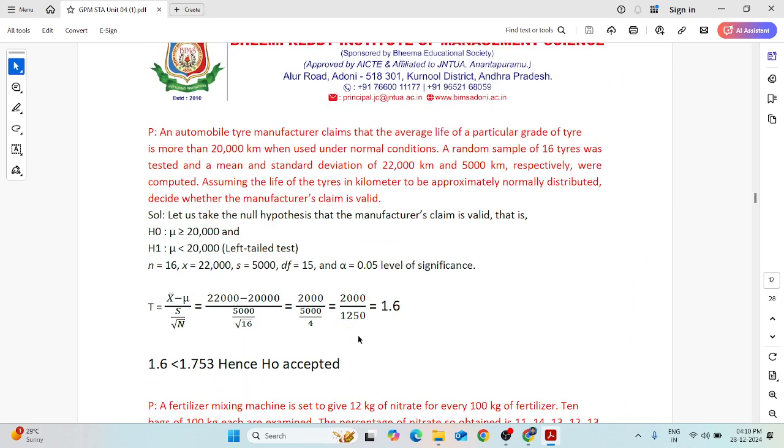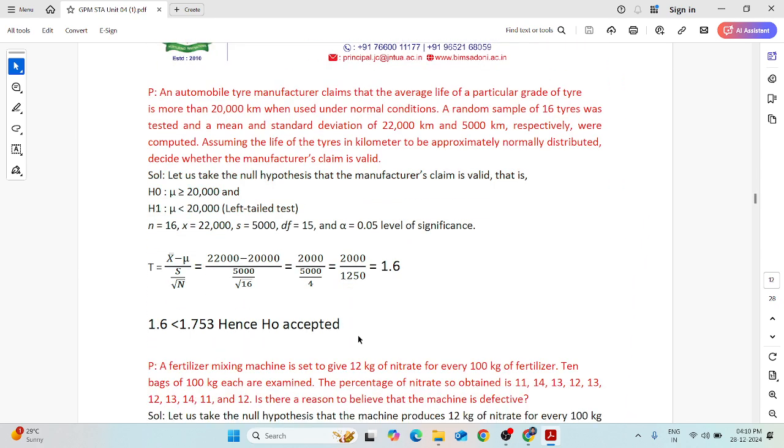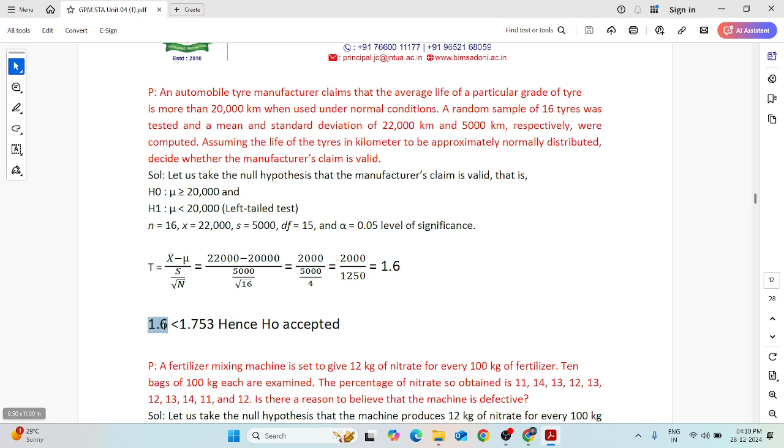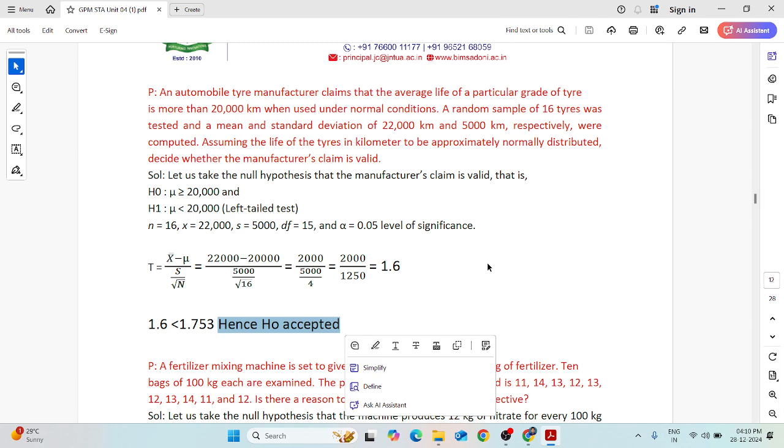In the same way, for a one-tail test, here we have a directional hypothesis statement, greater than 20,000 or less than 20,000. We got a positive 1.6, but still it is less than 1.753. So the calculated value is this one and the critical value is this one, and hence H naught is accepted.